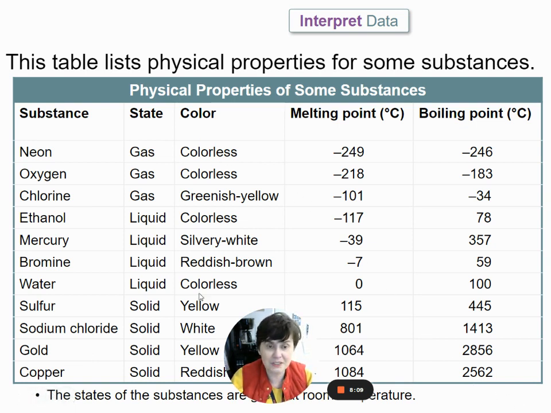And again, we're talking about these substances at room temperature. If they have a really low melting and boiling point, we expect them to be gases at room temperature. Liquids have a low melting point, but a moderate boiling point, and it can vary. And then for solids, a high melting point and high boiling point, as in really higher than room temperature. Room temperature would be somewhere between 20 and 25 Celsius. 37 is body temperature in Celsius.